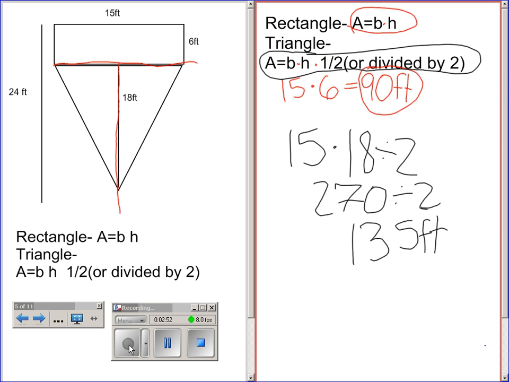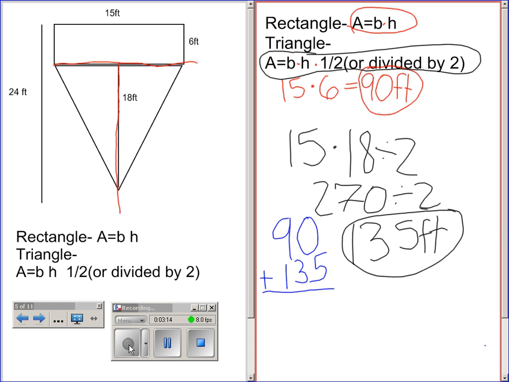Now we will add 90 feet and 135 feet, since they are both parts of the yard and we need the full area of the yard. 90 plus 135 is 225 feet squared.